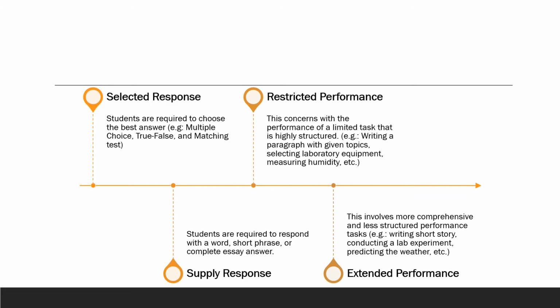Next, supply response. It gets more and more difficult. The students are required to answer questions by inserting a word or short phrases. And then restricted performance, so it goes from response to performance. The main point is the word restricted. The students are asked to perform a highly structured task, but it is still limited. For example, in a writing class, the students write an essay with given topics decided by the lecturer. So that's why it's called limited.